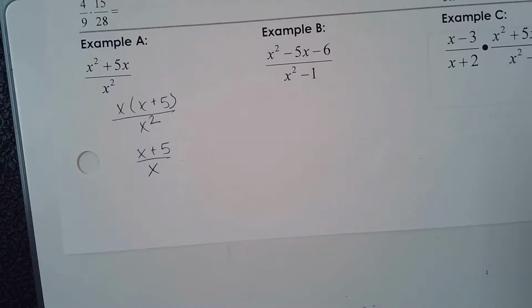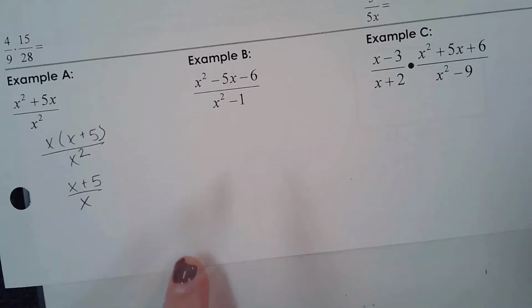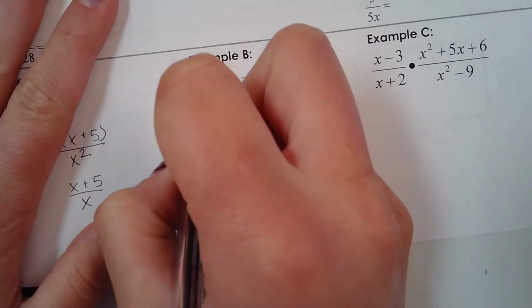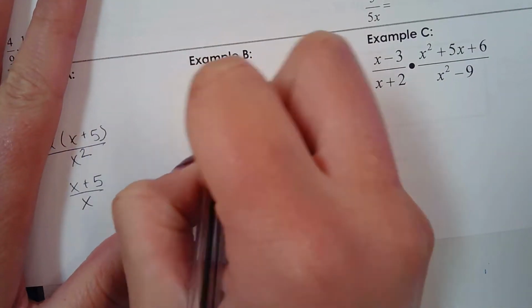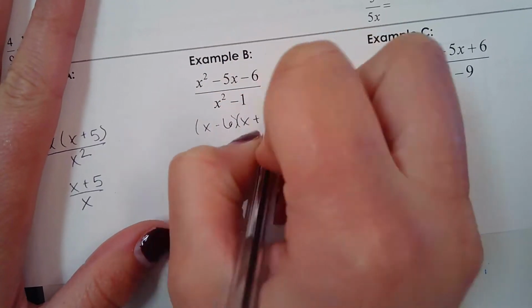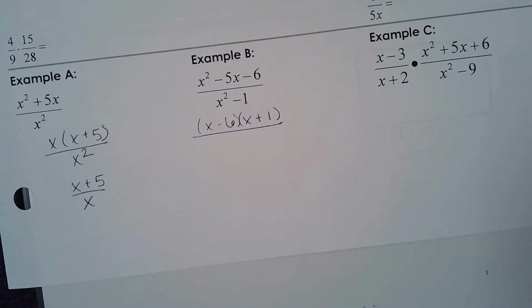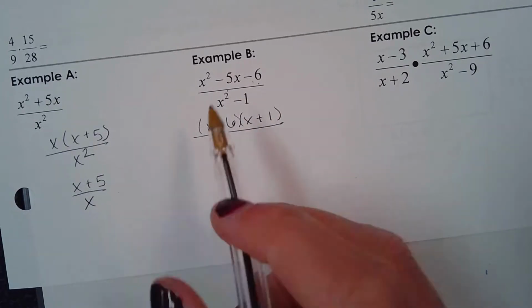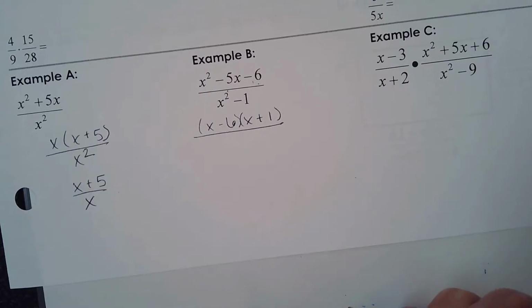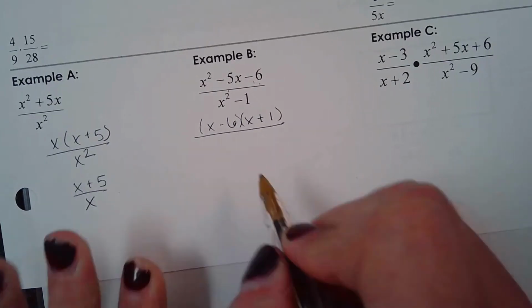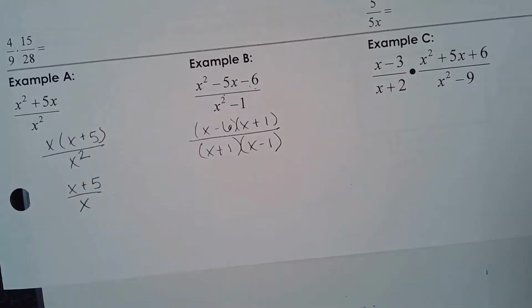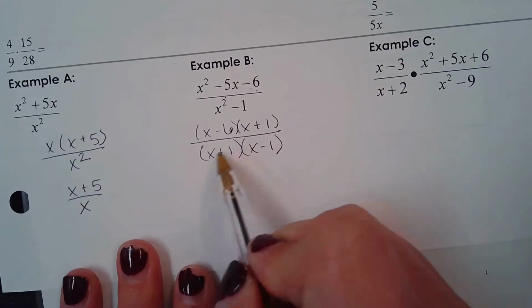Okay. Questions? All right, so for the next one, what should we do? Factor, right? So up top, what does that factor into? We need factors of 6 that subtract to be 5. So negative 6 and 1, that'll get you there. And then what does the bottom factor into? X plus 1, x minus 1. What cancels? X plus 1s go away.